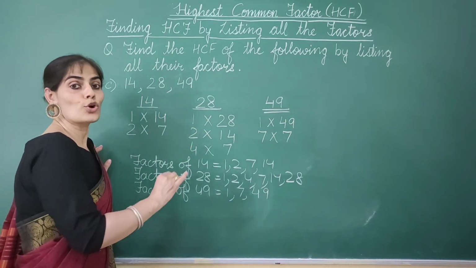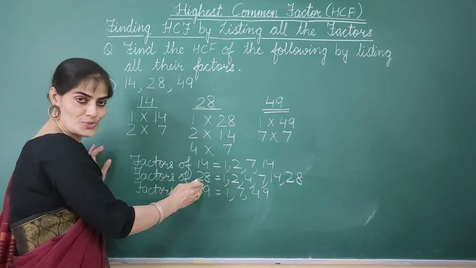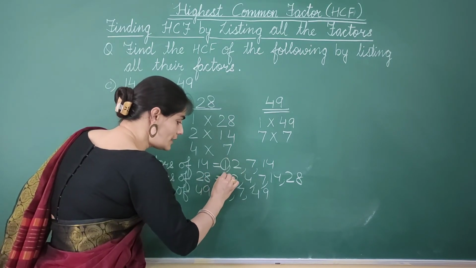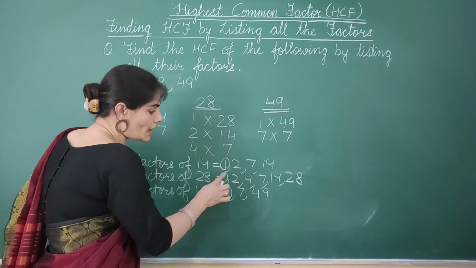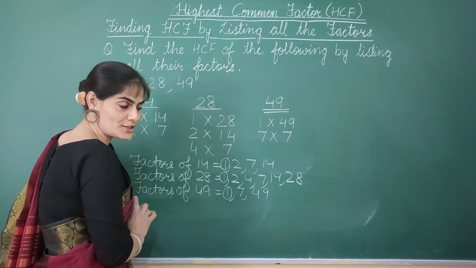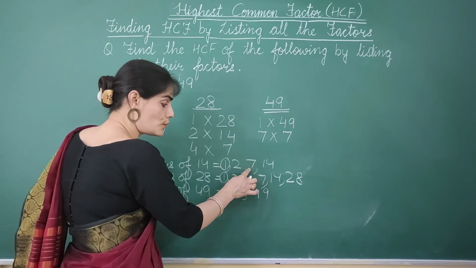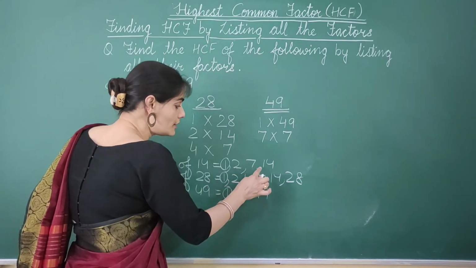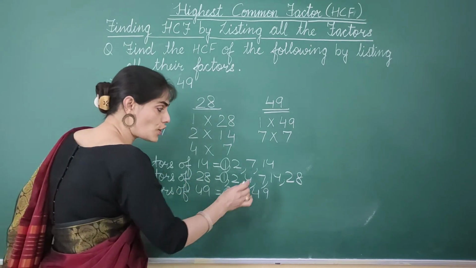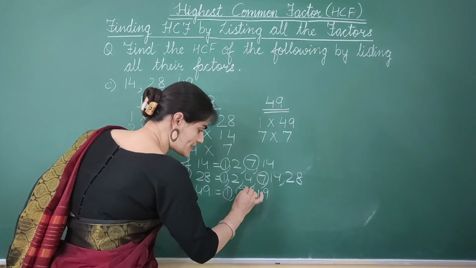Let's select the common factors from the factors of 14, 28 and 49. 1 is common in all these three. Now is 2 common in all three? No. So we are not going to circle it. The next number is 7. Now what do we observe? 7 is the factor of 14, 28 as well as 49. So that means it's the common factor of these numbers.